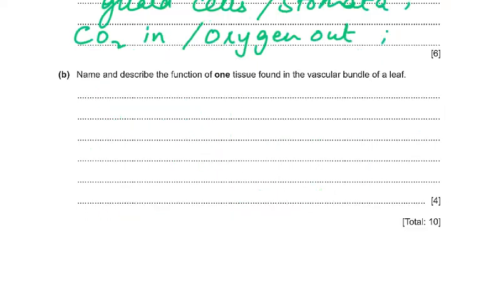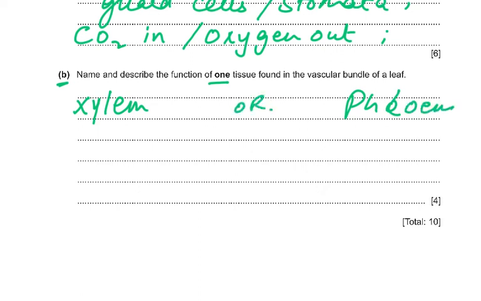The B part says name and describe the function of one tissue found in the vascular bundle of a leaf. Well, you could have talked of the xylem, or you could have talked of the phloem. I'm not saying both. If you talked about the xylem, then in transpiration it transports water and mineral ions in one direction, and the lignin in the xylem supports the plant.